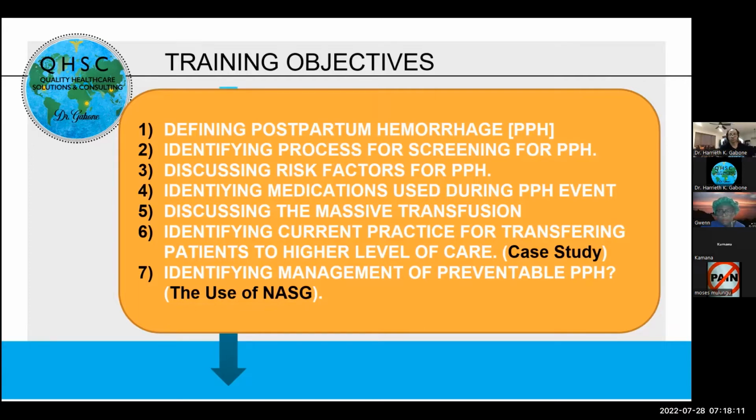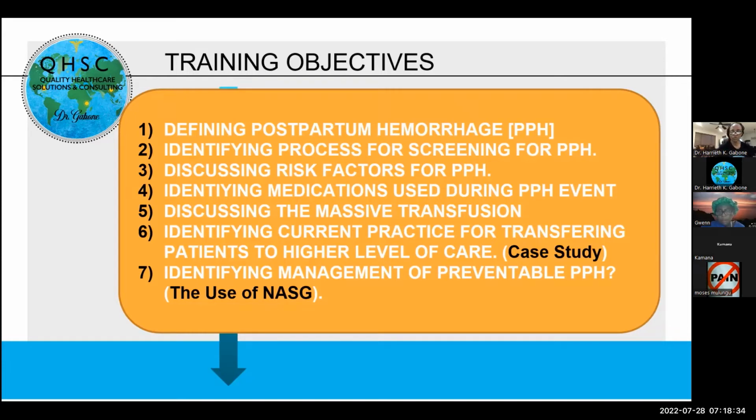Another objective is to identify the current practice for transferring. How would I prepare this patient to go from one area to the next, and what is the expectation of the receiving hospitals? What do they want that patient to have before arriving at the hospital? The last objective is management. After learning all this, objectives 1 up to 6, how do we prevent it?